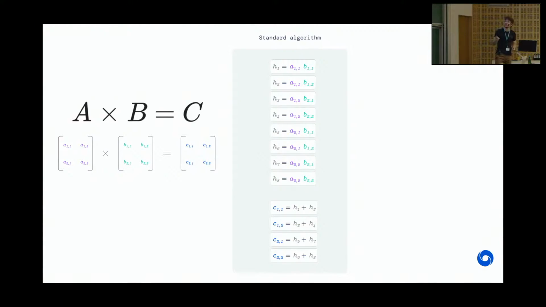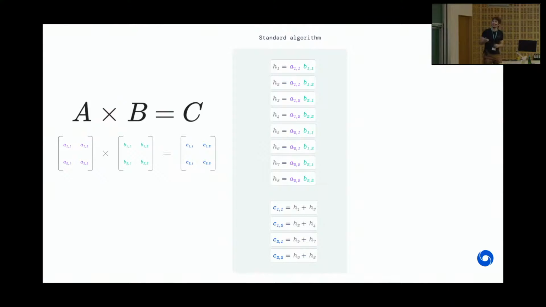On the left, I'm showing the operation of multiplying two matrices A and B together to form the output matrix C. I'm showing the case of 2x2 matrices here. And the algorithm that we have learned in high school for computing this matrix product, I'm showing in the middle of the slide. This algorithm contains 8 multiplications between entries of the two input matrices A and B, h1 up to h8.